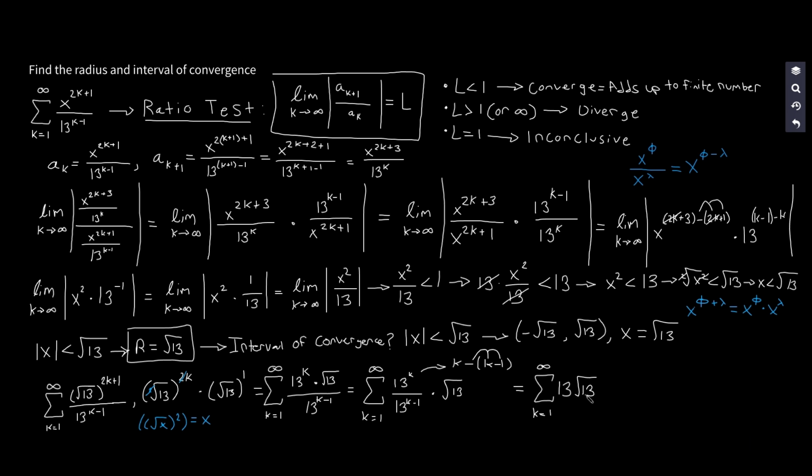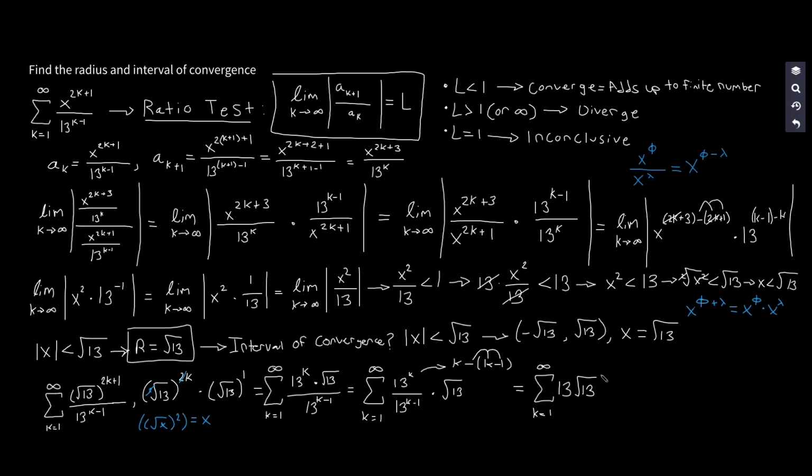So if we look at the summation from k equals 1 to infinity for 13 times root 13, literally every single term in the series is going to be exactly the same, because there's no variable k in this expression here. In the summation, there's nothing to plug in k for. So we could plug in k equals 1, 2, 3, 4, 5, all the way up to infinity, and it's still going to be 13 times root 13.